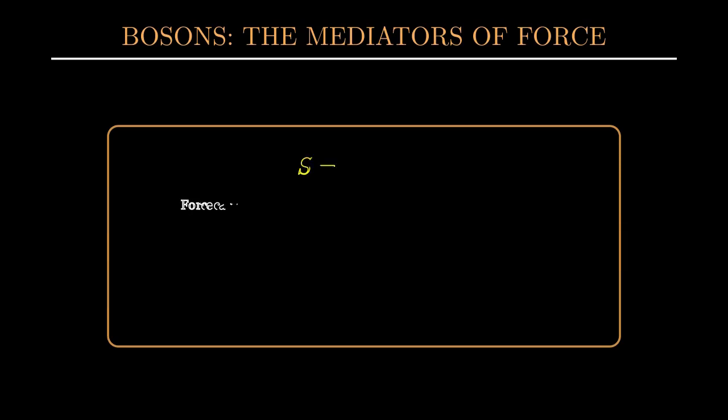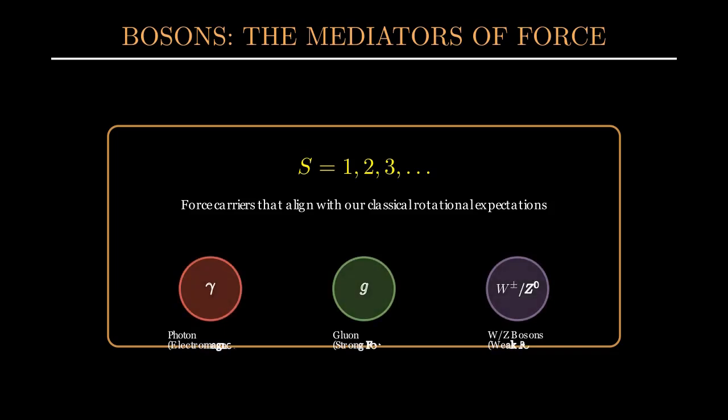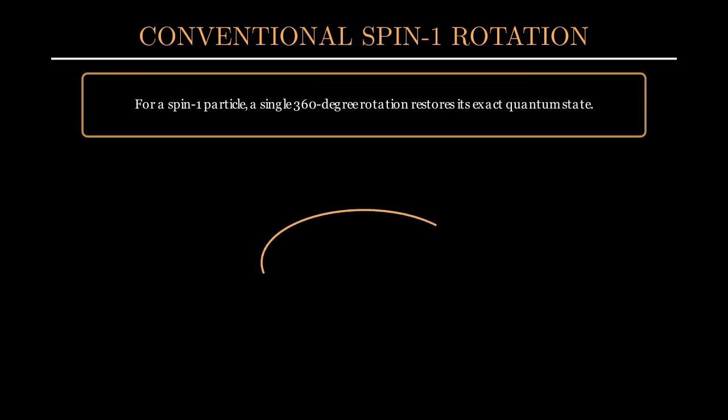In stark contrast, particles that mediate forces, known as bosons, carry integer spin, most commonly spin 1. Examples include photons, which carry the electromagnetic force, and gluons, which bind quarks together. These particles behave more conventionally from a rotational perspective. For a spin 1 particle, a single 360-degree rotation is sufficient to restore it to its original quantum state. There are no additional twists or sign changes in its wave function after a full turn. Geometrically, their behavior aligns with our everyday experience of rotating objects.